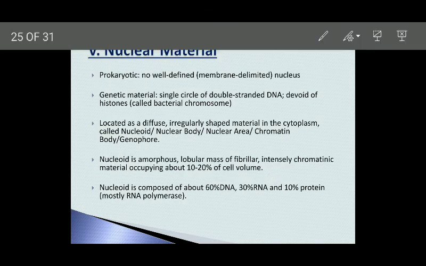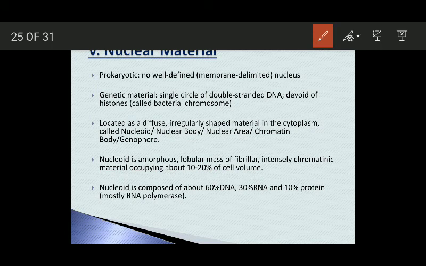Now the nuclear material. You know that the nuclear material of bacterial cells is not delimited from the cytoplasm by nuclear membrane. You can simply say that the bacterial cells are prokaryotic. They possess no well-defined nucleus and nuclear envelope. The genetic material in bacterial cells is a single circle of double-stranded DNA, and this single circle of double-stranded DNA is devoid of histones, which are known as basic proteins. This single circle of double-stranded DNA is also known as bacterial chromosome.